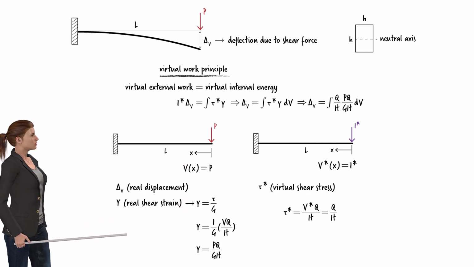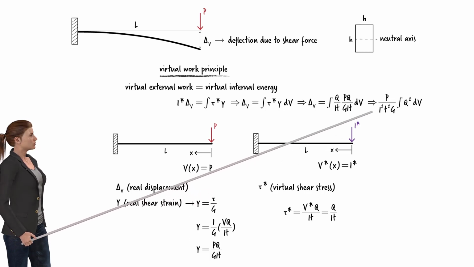Since the beam has a rectangular cross-section, I and t are constant. The shear modulus for the material, G, is also constant. So the virtual work equation simplifies to this.